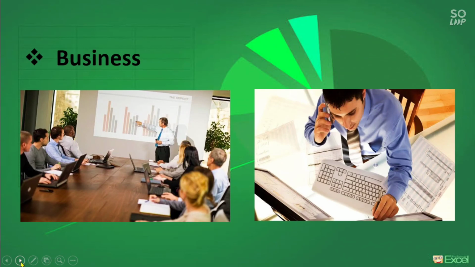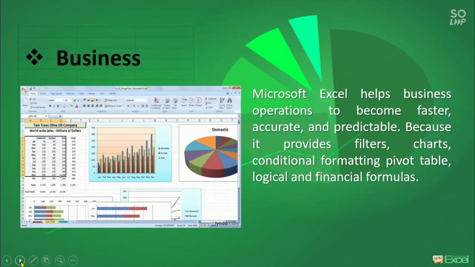Next is in the field of business. We can read that Microsoft Excel helps business operations to become faster, accurate, and predictable because it provides filters, charts, conditional formatting, pivot tables, logical and financial formulas. We have various business operations that use it, such as goal setting, budgeting, process and planning, team management, account management, income and expense calculation, product and service evaluation, and management of clients' data.